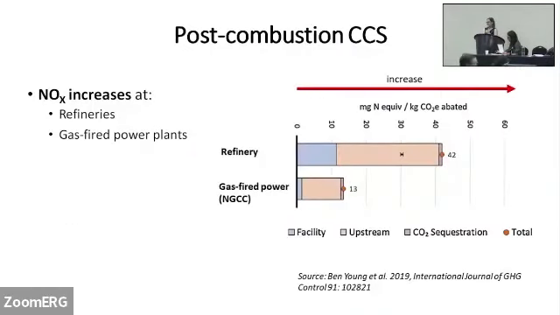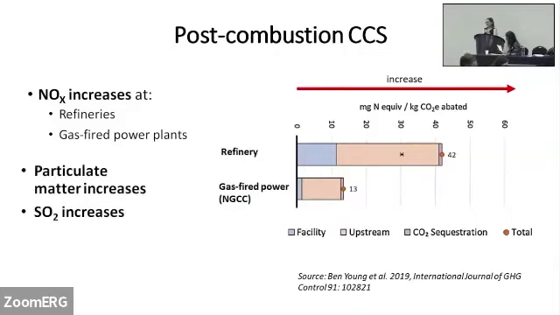So finally, that post-combustion CCS, this 2019 study looked at the emissions that would come from refineries and gas-fired power plants with and without the CCS technology at three sources: at the facility, shown in blue, upstream, shown in orange, and at the site of injection, shown in pink, and found that NOx increases with that post-combustion CCS at refineries and gas-fired power plants, and particulate matter and SOx similarly increase.